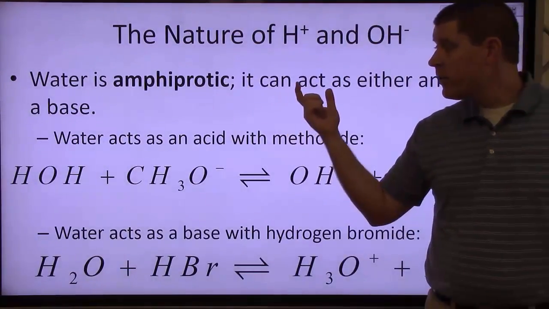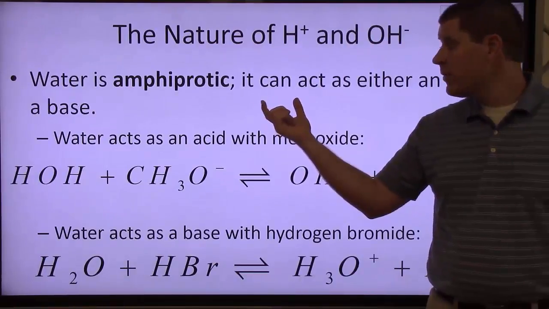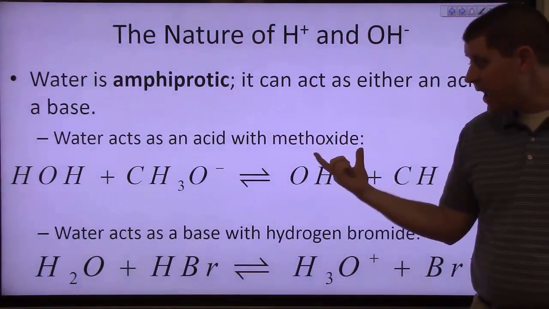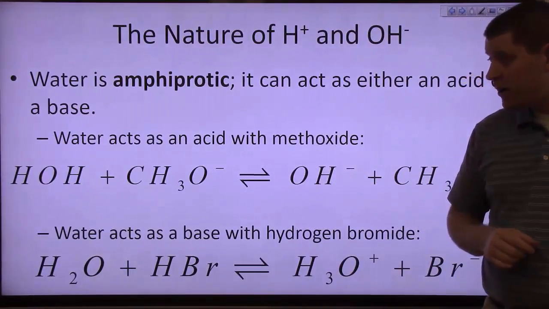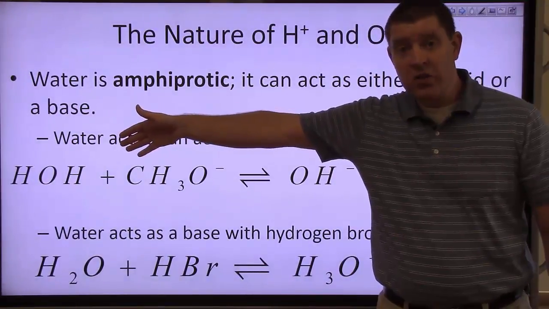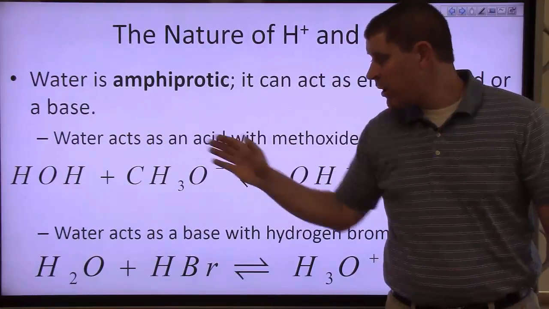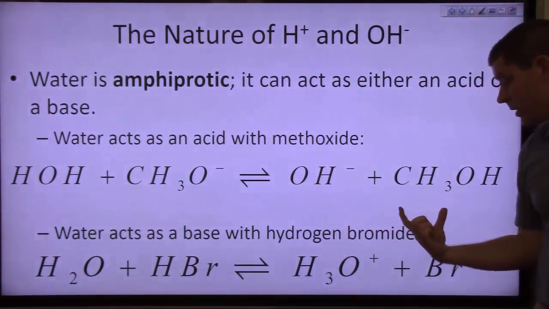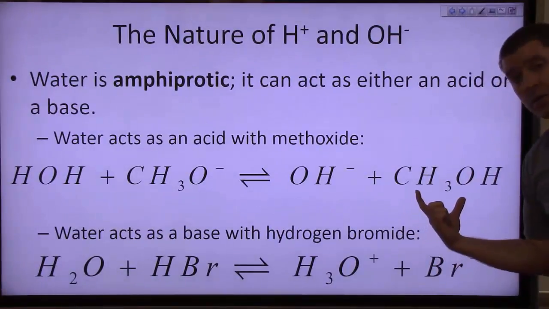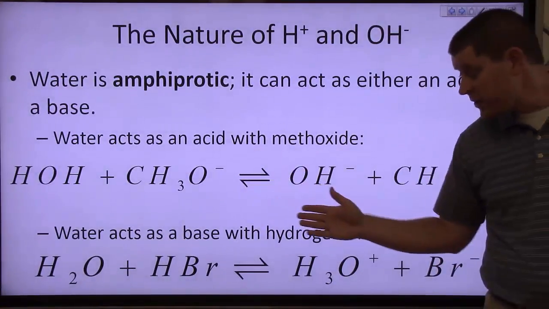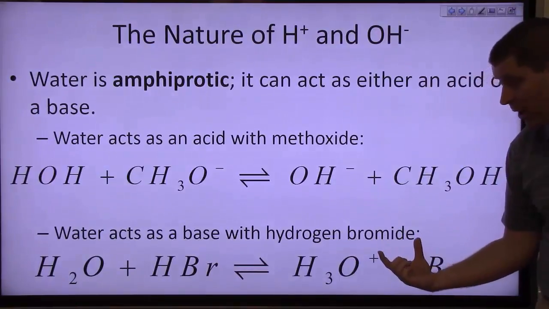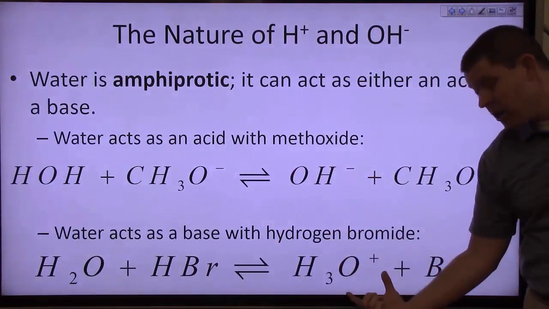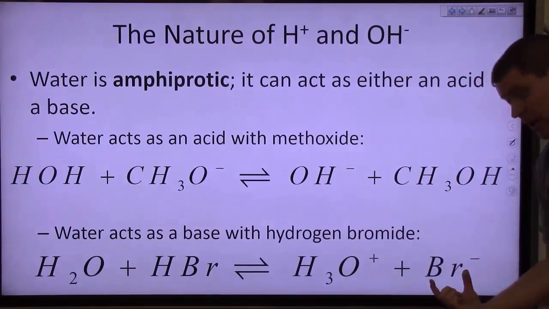Now, water is what we call amphiprotic. That is, it can act as either an acid or a base. So water acts as an acid with methoxide. So we have H2O, or in this case I'm going to write it as HOH, plus our methoxide. That reacts to give us hydroxide, plus now our protonated form, which is methanol. On the other hand, water acts as a base with hydrogen bromide. So we've got our H2O plus hydrogen bromide. That reacts to give us our hydronium ion plus a bromide ion.